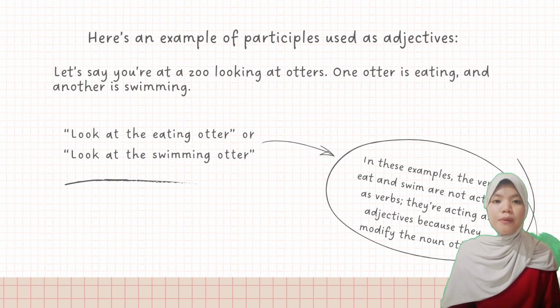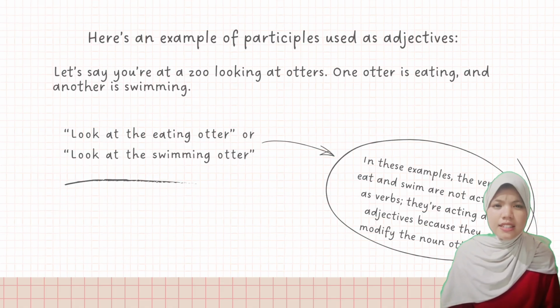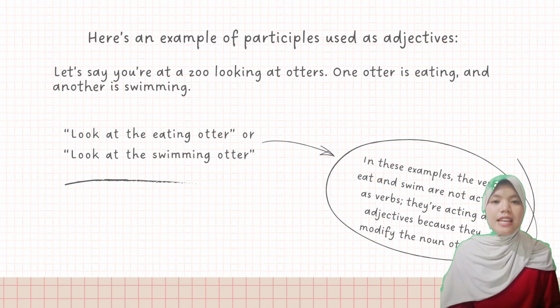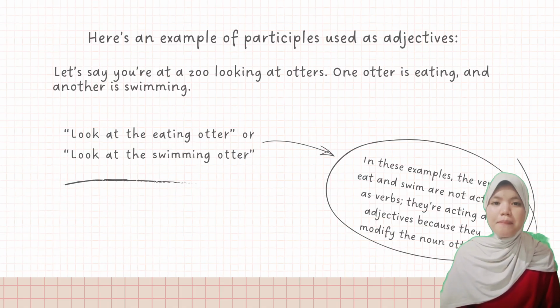Here's an example of participles used as adjectives. Let's say you are at a zoo looking at otters. One otter is eating and another is swimming. You could distinguish them by saying, "Look at the eating otter," or "Look at the swimming otter." In this example, the verbs eat and swim are not acting as verbs, they're acting as adjectives because they modify the noun otter.